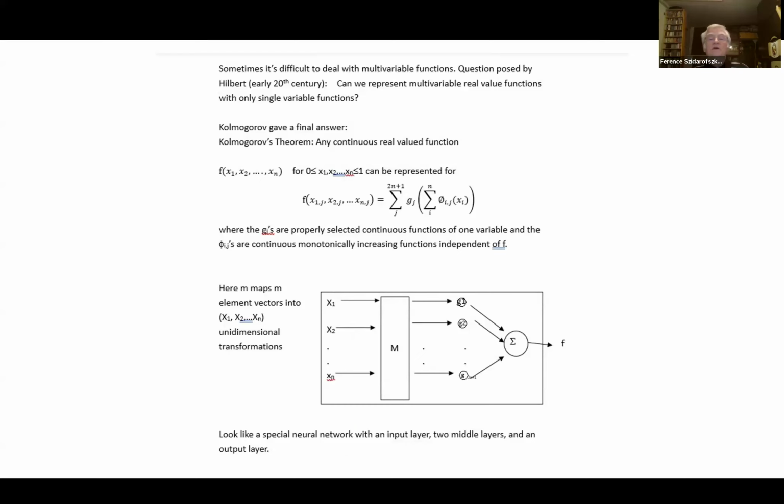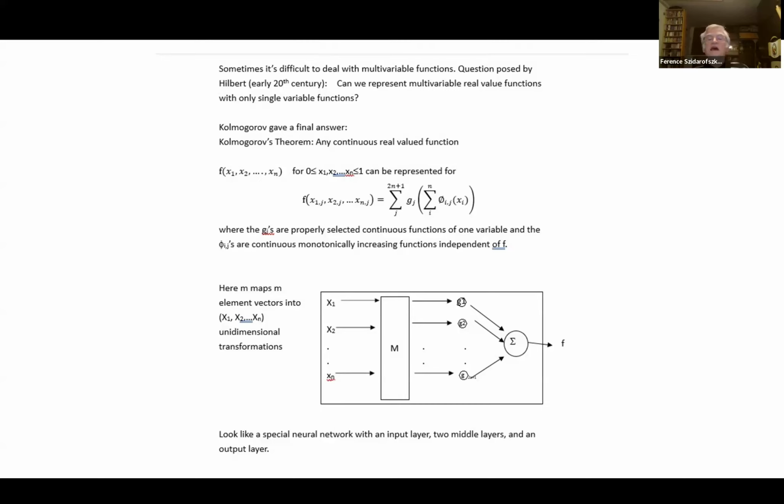Okay, so let me remind you that the Kolmogorov theorem says that if you have any n-dimensional function, where n is the number of variables, it can be decomposed this way. We can have a simple diagram for this. So consider these points are the input variables. They go into a sort of mixing operation. So here you do this mixing, you get these function values, and you add them up.